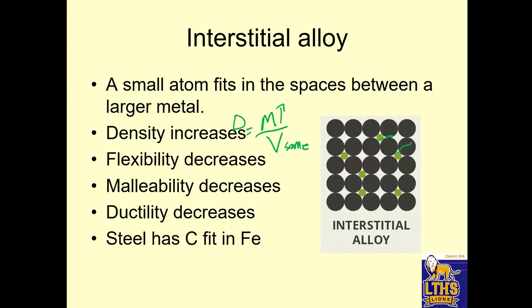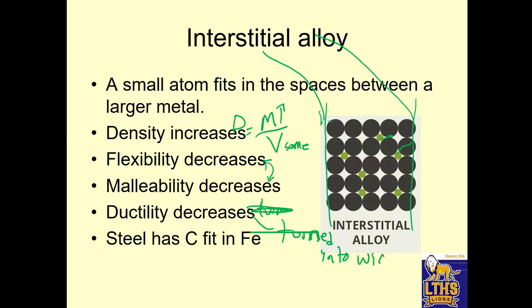The flexibility decreases. Those things jam up the bendability. So imagine if I took this and I tried to bend it like that. The tighter these things are, the less flexible it would be. Flexibility and malleability are basically the same property. Ductility is the ability to be turned into wires. So to turn into wire, you basically have to hammer it in two spots.